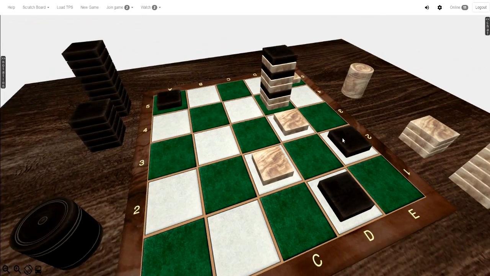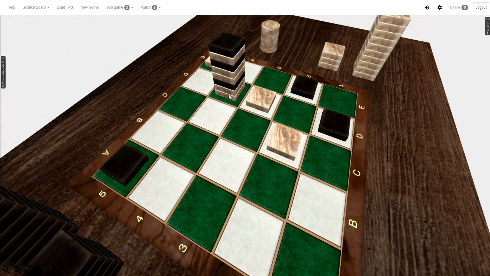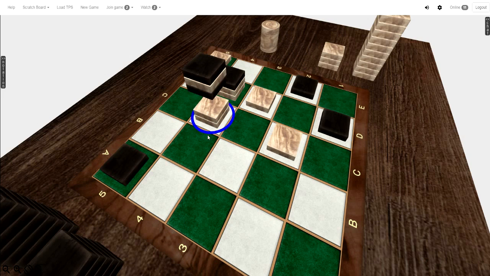And as I said, this is getting moderately advanced. Oh, I just moved that white one. But white is fairly in trouble now, I would say.